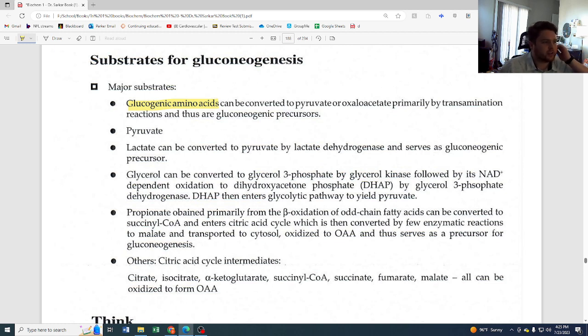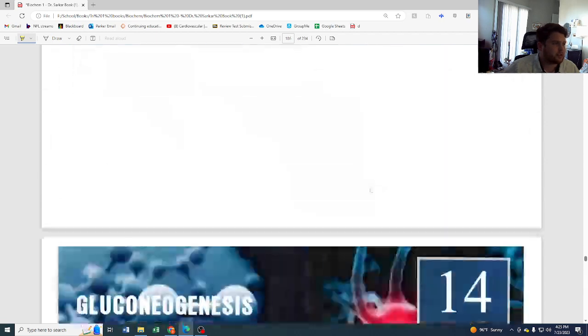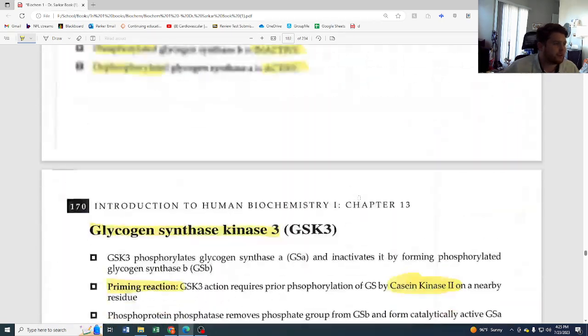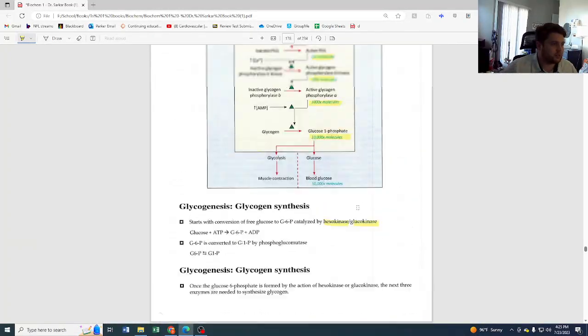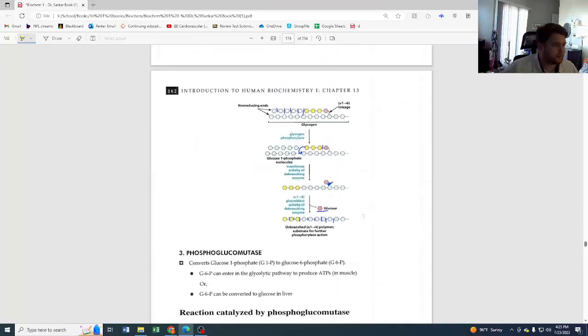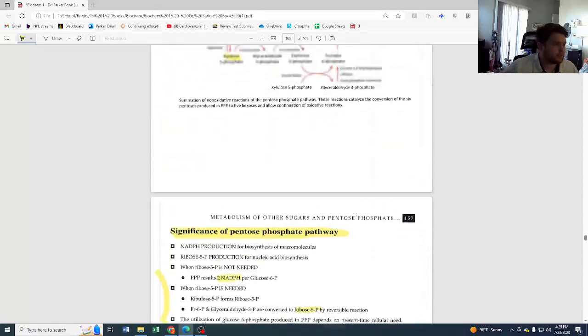Glycerol can be converted to glycerol 3-phosphate by glycerol kinase, followed by its NAD+ dependent oxidation to dihydroxyacetone phosphate, DHAP, by glycerol 3-phosphate dehydrogenase. DHAP then enters the glycolytic pathway to yield pyruvate. So again, getting all the way back to pyruvate. And we actually saw this reaction. Let's see if I can run up and find it real quick. I believe it was two or three chapters ago that we talked about these specific reactions. Let's see if I can find it.